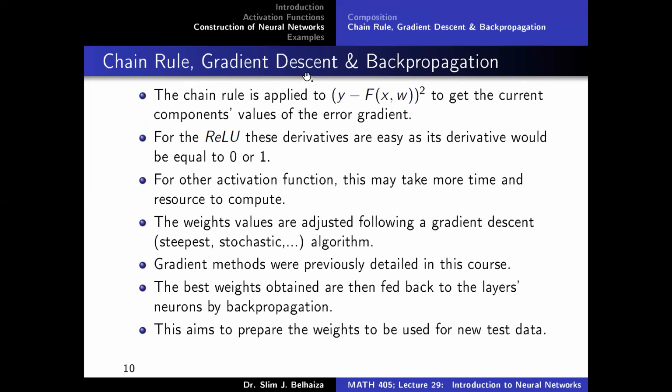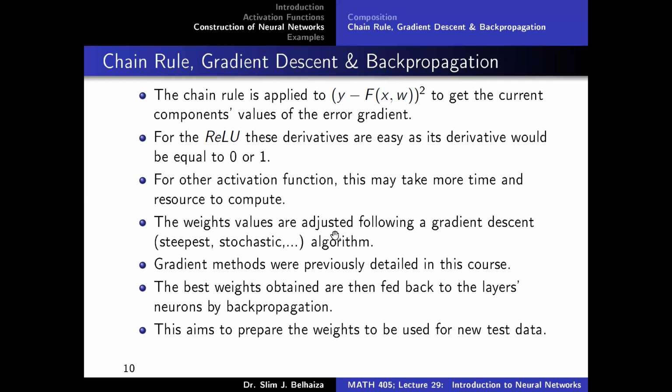The chain rule, gradient descent, and backpropagation. Once we receive the approximation f of x, w, we compare it to the currently observed y, and we compute what we call the error. The chain rule is applied to the squared error to get the current component values of the error gradient. For example, if you are using the ReLU function, these derivatives are easy, because the derivative is either 0 or 1, while for other activation functions this may take more time and consume more resources.